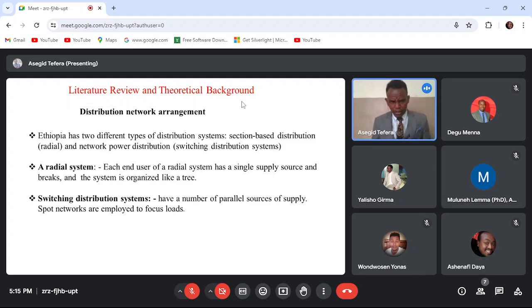In Ethiopia, there are two different types of distribution system. These are radial and radial switching distribution systems. Radial means each user has a single supply source, and the system branches like a tree. Switching distribution systems have a number of parallel sources of supply. So there are many supply sources in these distribution systems.